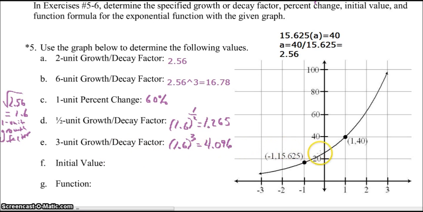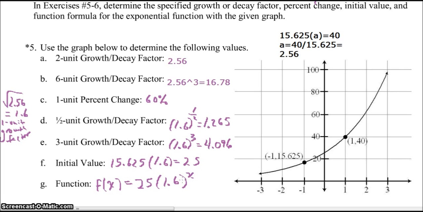The initial value, it looks like it's about 25 or something, but we can find it because we have the 1-unit growth factor, and we can just take, say, the 15.625, that output, multiply it by our 1-unit growth factor, which is 1.6, and that'll tell us the value 1 unit ahead, the output there. And that's 25. And so our function, I'm just going to call it f of x. It's equal to our initial value, 25, times the 1-unit growth factor, and our input is the exponent.